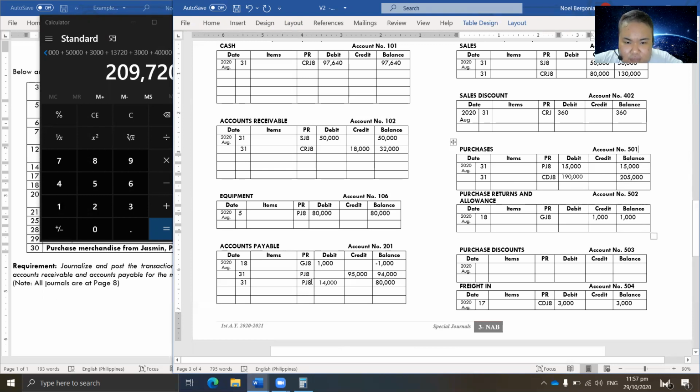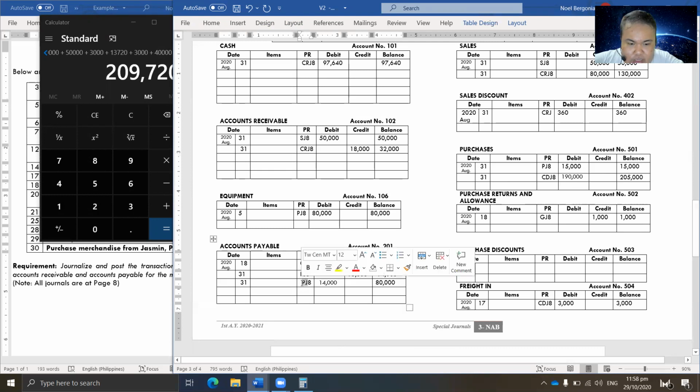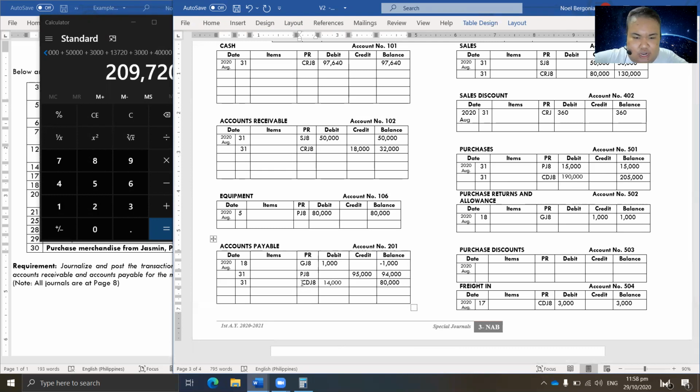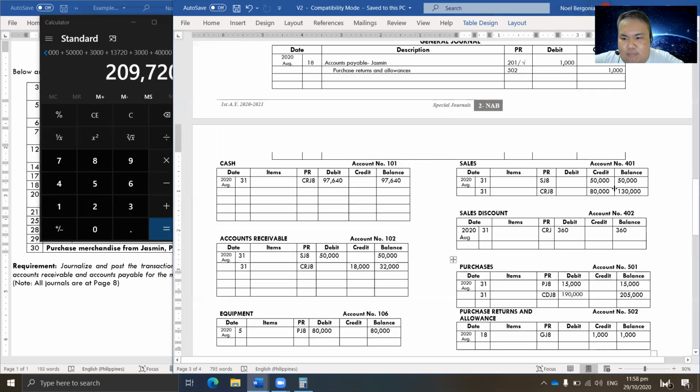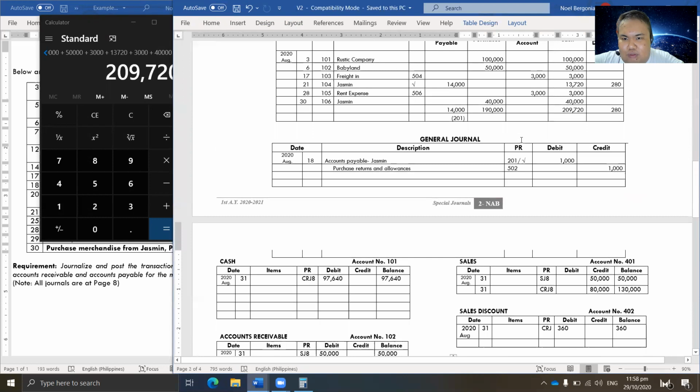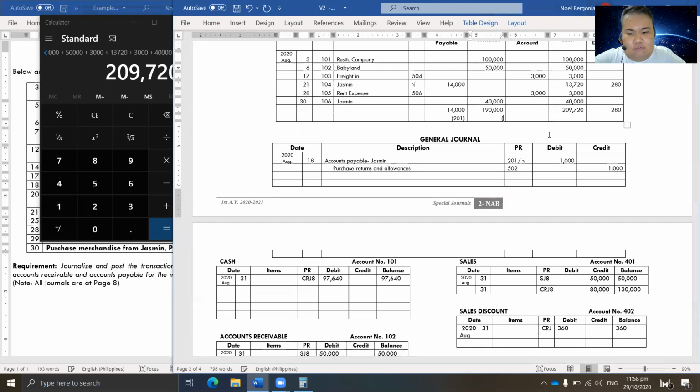By the way, guys, mali pala yung PR kanina. Instead of PJ, yung accounts payable, it should be cash disbursements journal. So ayan, sana nakita mo yon. Balik lang ako sa purchases. You have 190,000 na inadd doon sa 15,000. So you have a total of 205. So balik po tayo sa cash disbursements to put the 501.